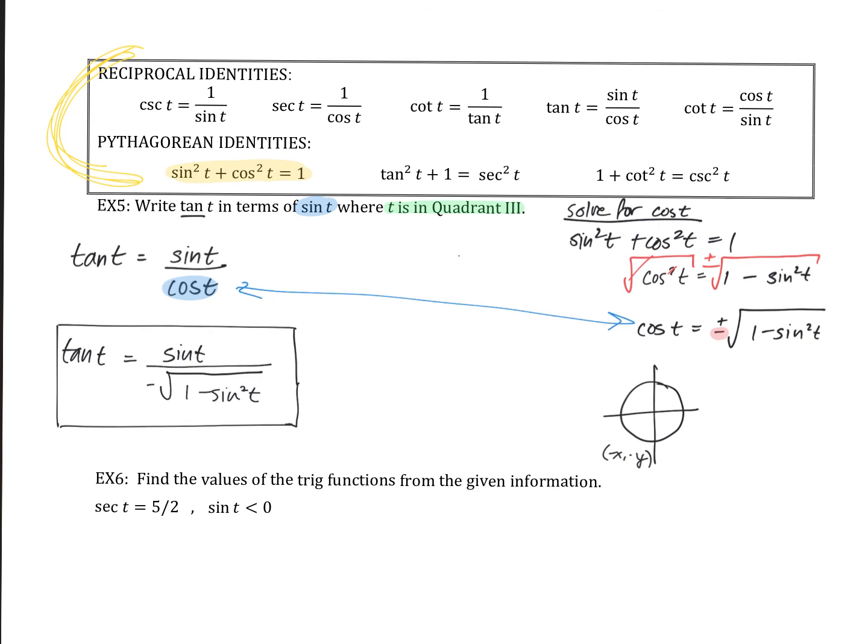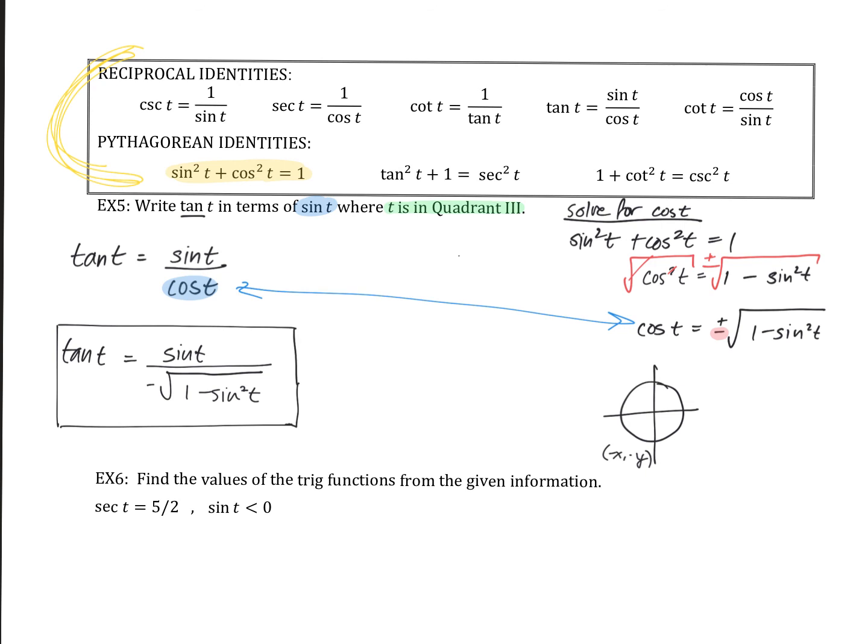If we were going to rationalize, however, we would need to use the square root of 1 minus sine squared x to rationalize. Sorry, sine squared of t. But we're not going to do that for now. So let's move on to example 6.